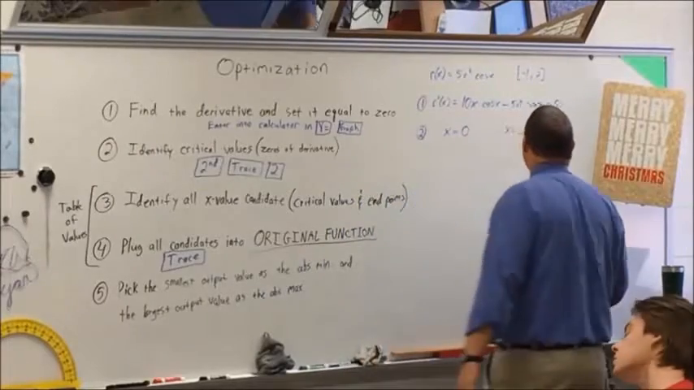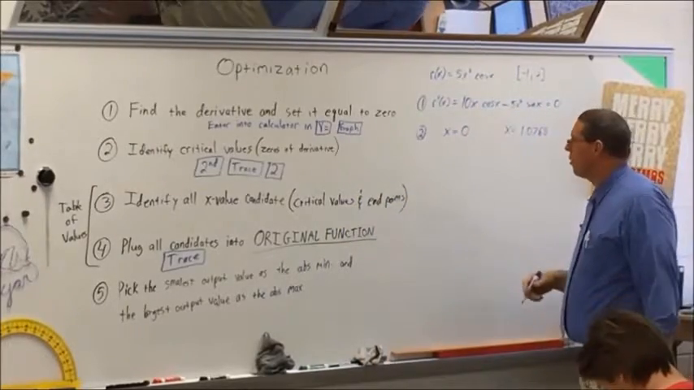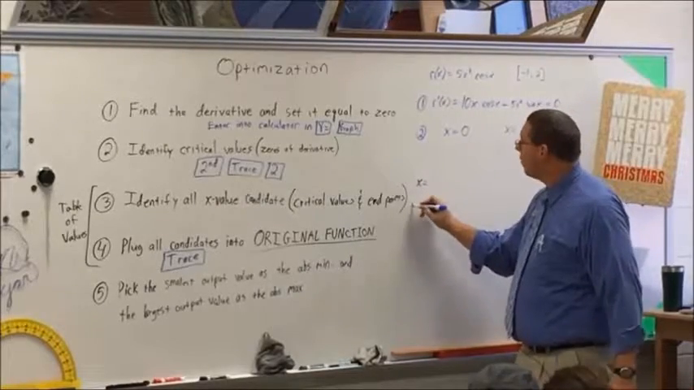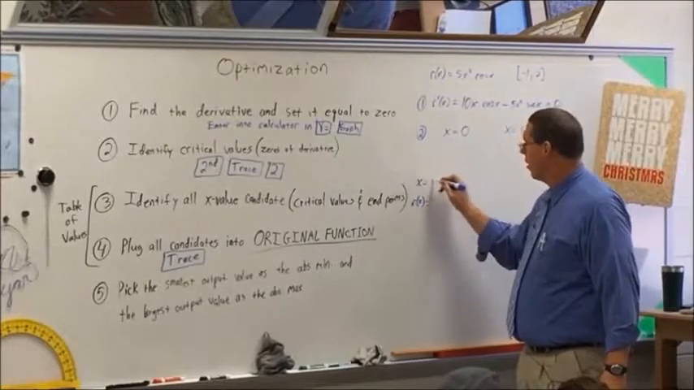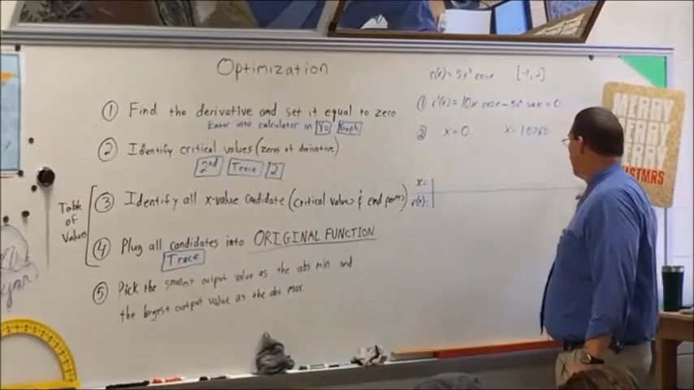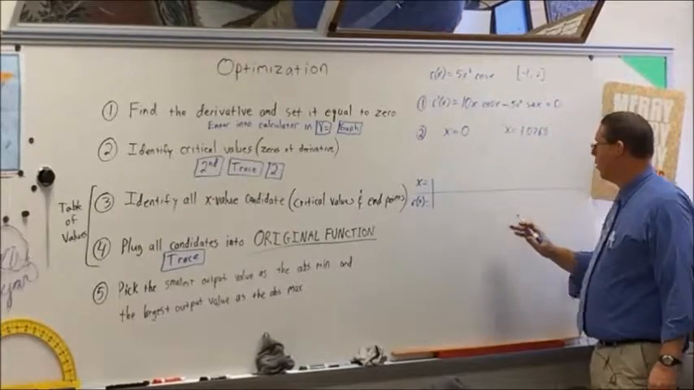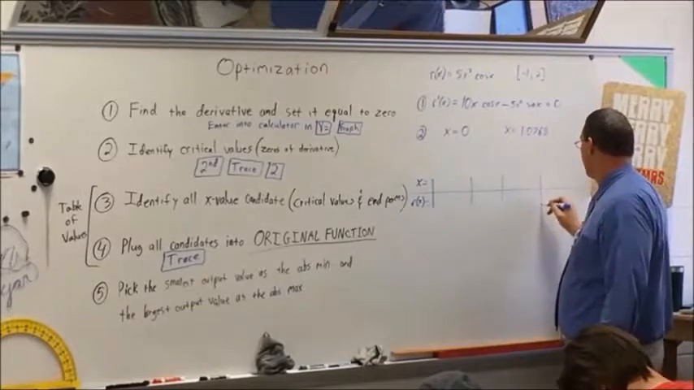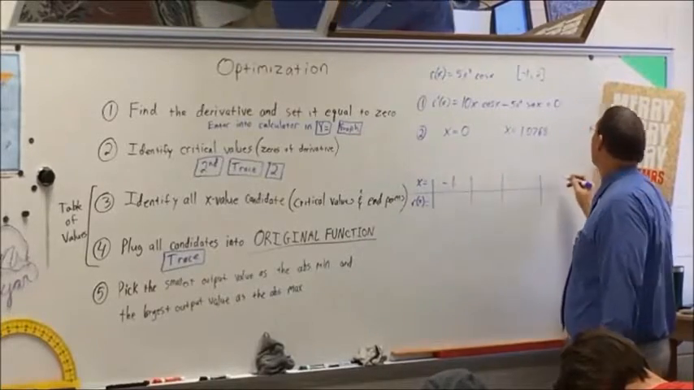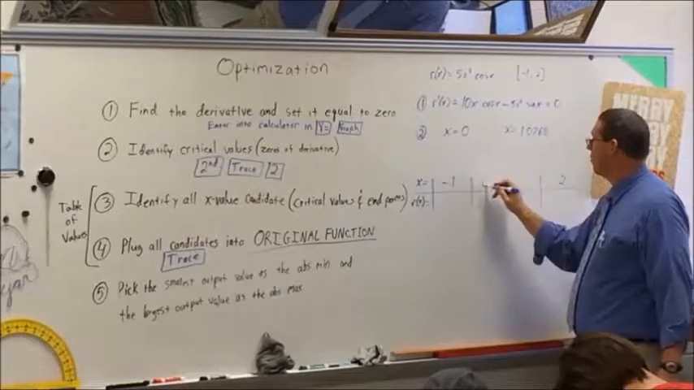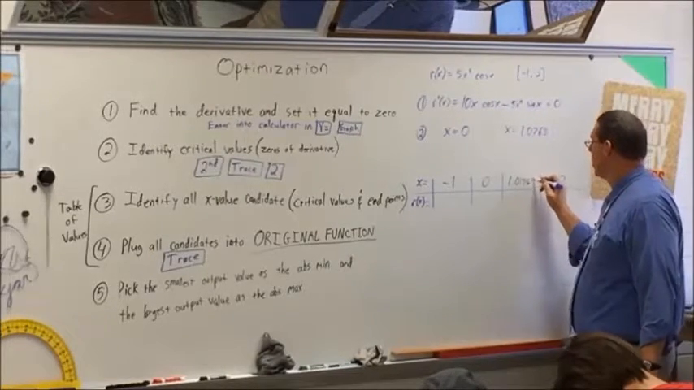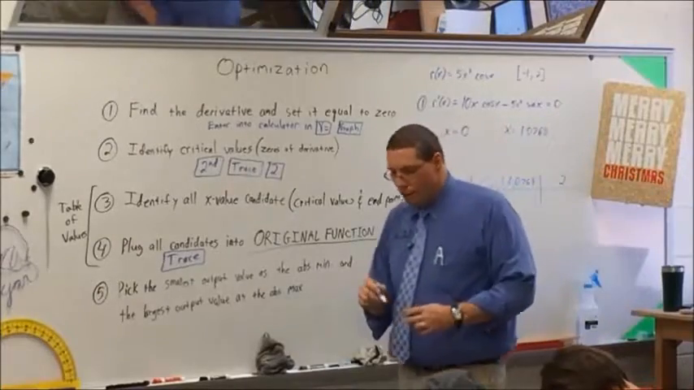And now what's our next step? Table. Hopefully some of you are already making the table. So we've got an x equals and an r of x equals. How many columns? 4. Yep, because we've got 2 endpoints and 2 critical values. So our endpoints are -1 and 2. Got a critical value of 0. Got a critical value of 1.0768.